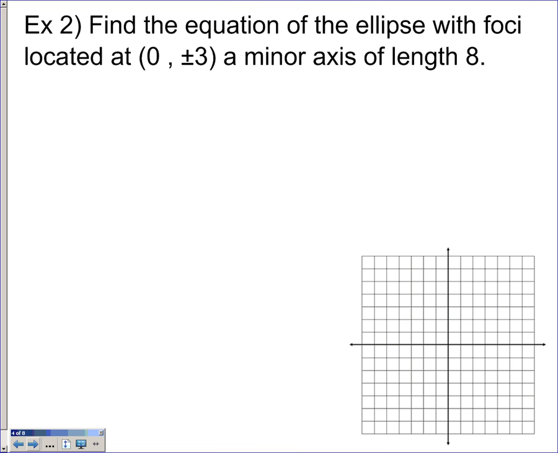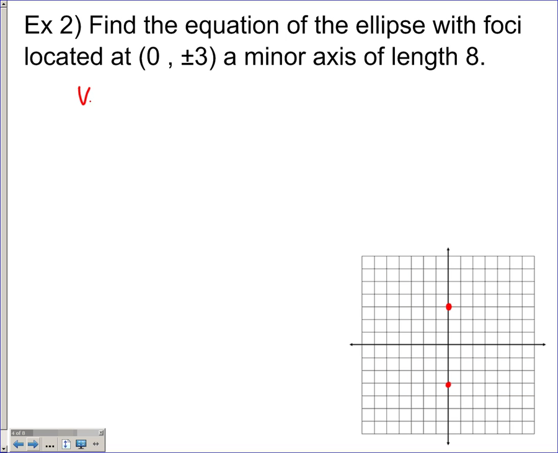From an equation, it's pretty easy. From a collection of information, it's a little bit harder to piece everything together. So I think it helps if we can graph what we know. Here we're given 0, plus or minus 3 as the location of the foci. So I'm going to plot those 2 points, 0, positive 3, and 0, negative 3.